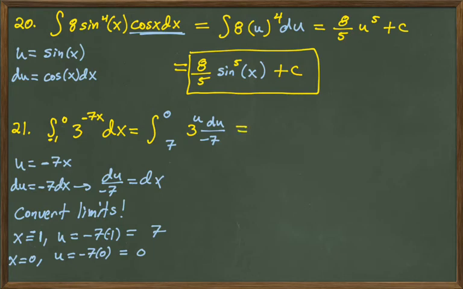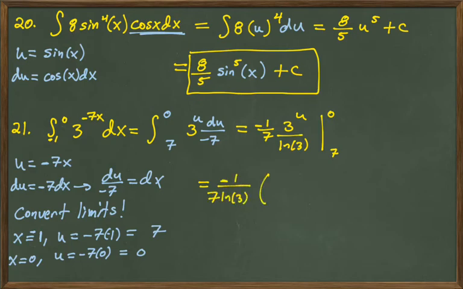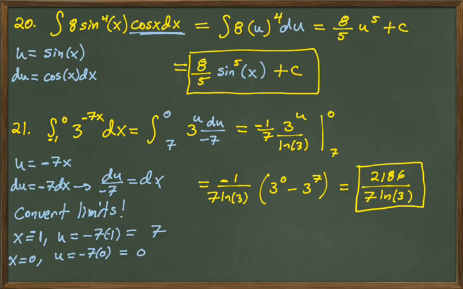Okay, so the integral of b to the u du is going to be, well, let's slide out the negative 1/7. It's going to be b to the u over the natural log of the base. And we're going to evaluate that from 7 to 0. We can go ahead and slide out the natural log of 3 in the denominator. So 3 to the 0 minus 3 to the 7th. Working that out, we get 2,186 over 7 natural log of 3.